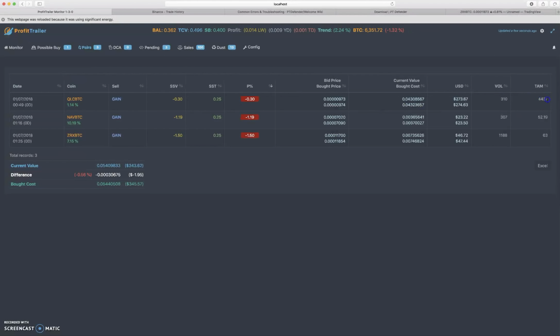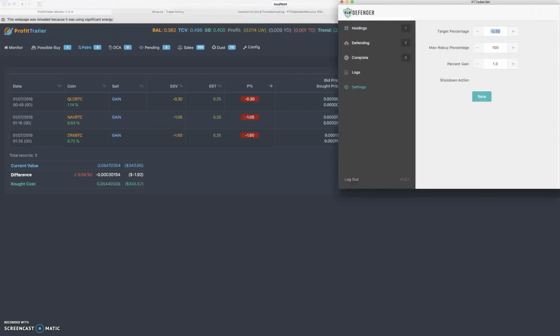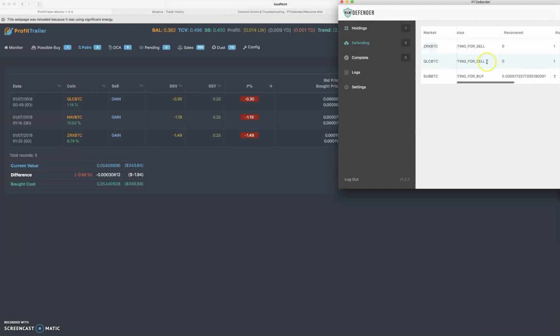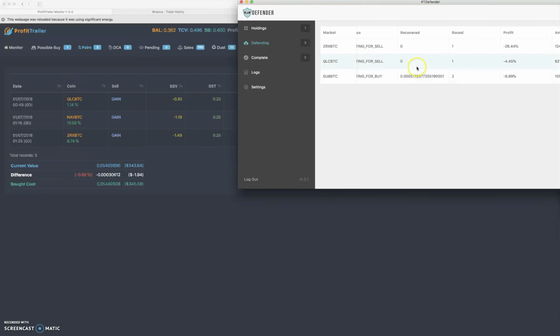Right now I'm using PTDefender on QLC, and I have 4,437. Say I DCA this coin, and it brings me to almost 0% loss, but I have double the amount of coins, almost 9,000. Well, when that sells out at a profit, what's great about this is PTDefender will list the profit for all of the coins that you just sold.